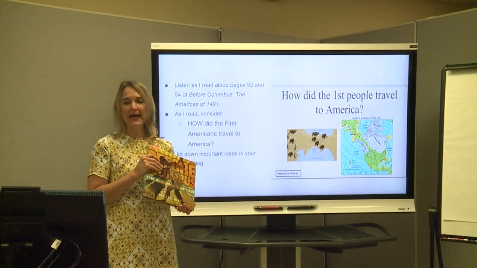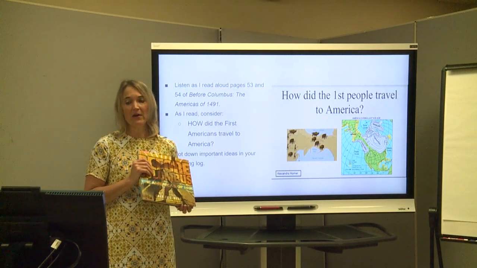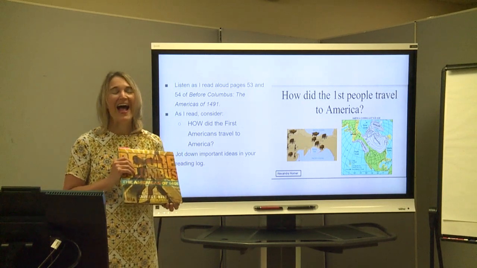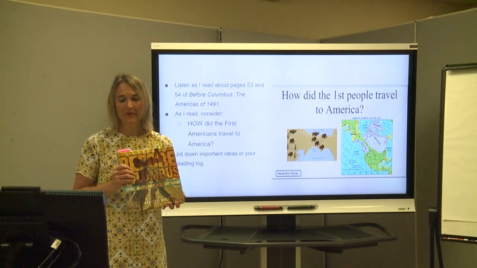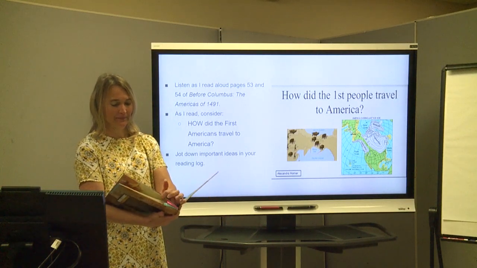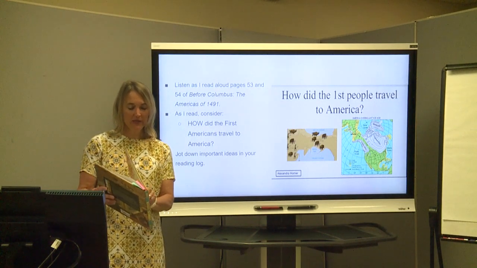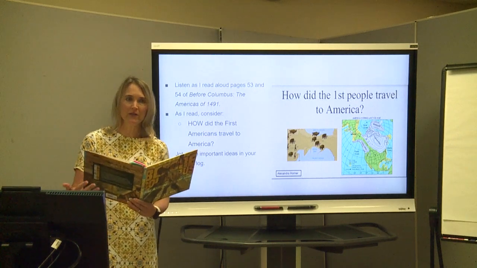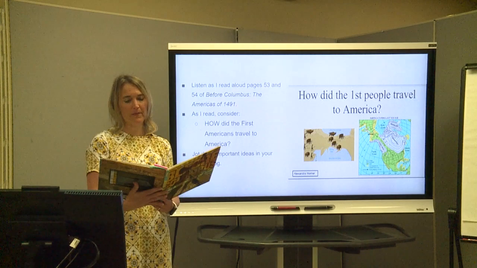Now I'm going to read aloud pages 53 and 54 of Before Columbus: The Americas of 1491. These two small pages simply consider how did the first Americans travel to America. Think about any important ideas you may find in this passage. Our author for this book is Charles Mann, and we want to make sure when we read nonfiction that we give credit to our authors and that we know that this is what they have researched to find out about.